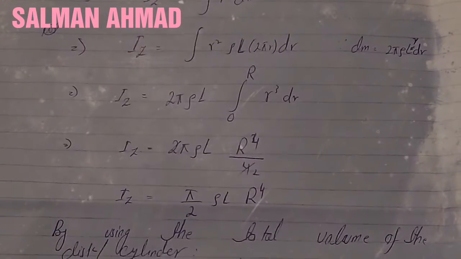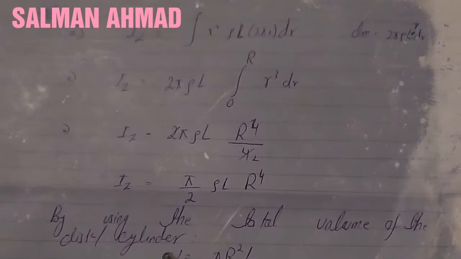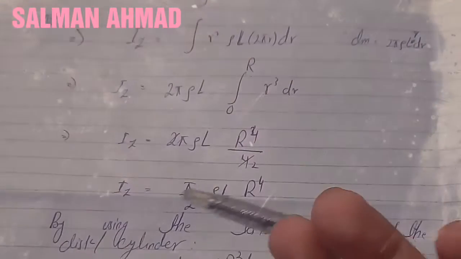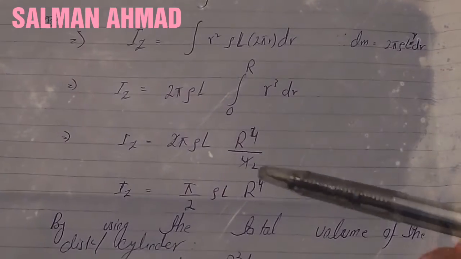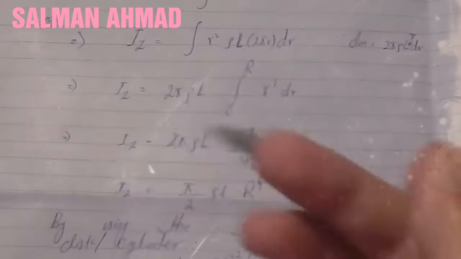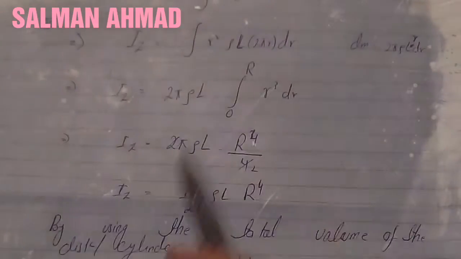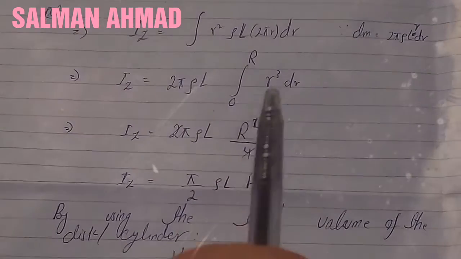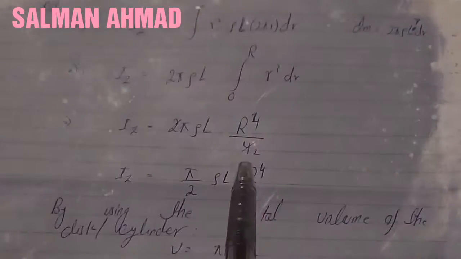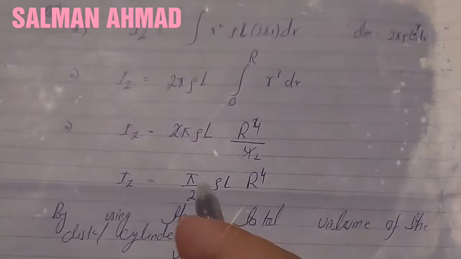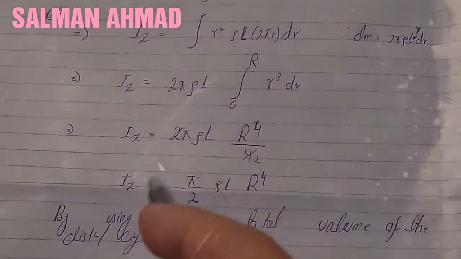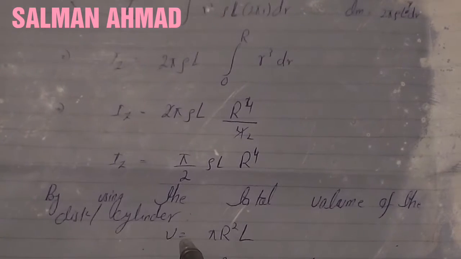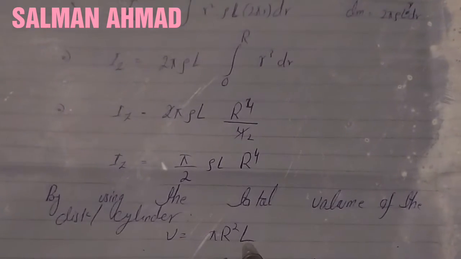By using the total volume of the disk or cylinder, as up to now we have discussed the cylindrical shell which we considered, we have divided this whole cylinder or whole disk into small cylindrical shells. So now we are coming to the whole cylinder. The volume of the whole cylinder is V is equal to pi r square L.